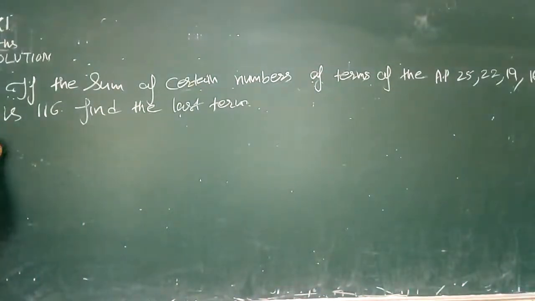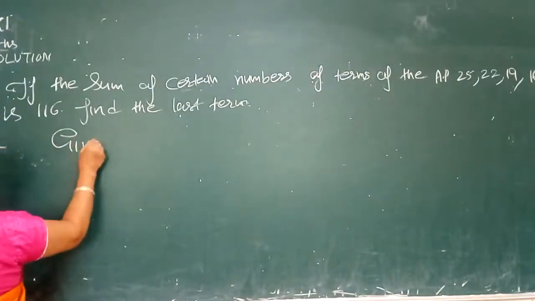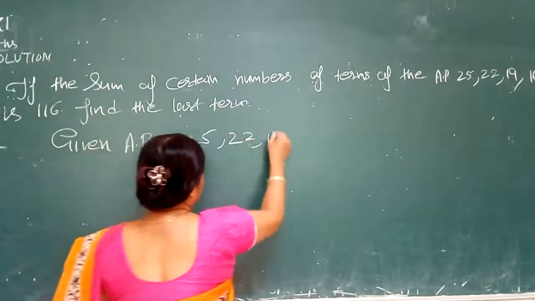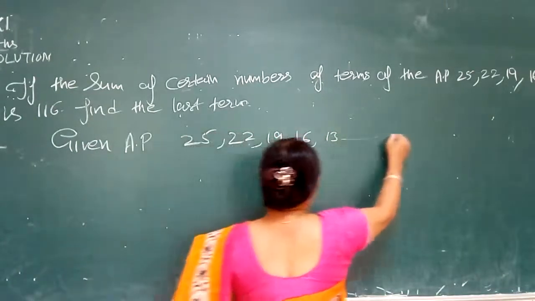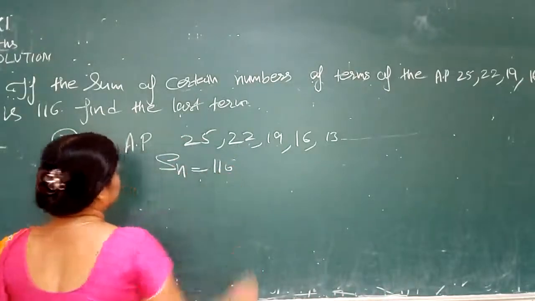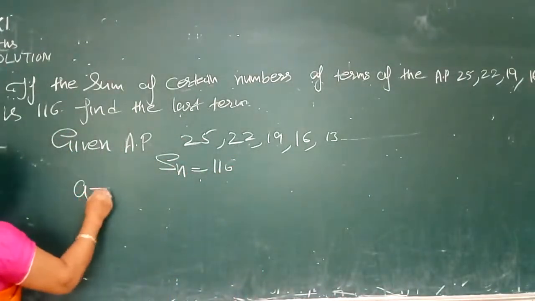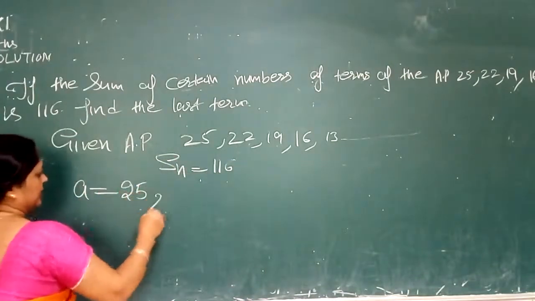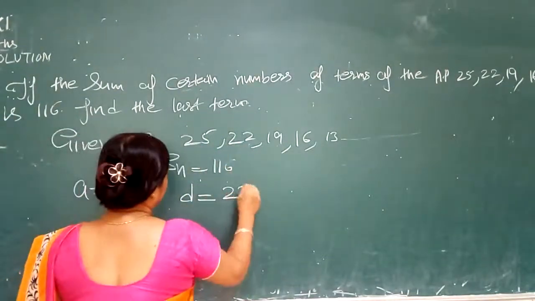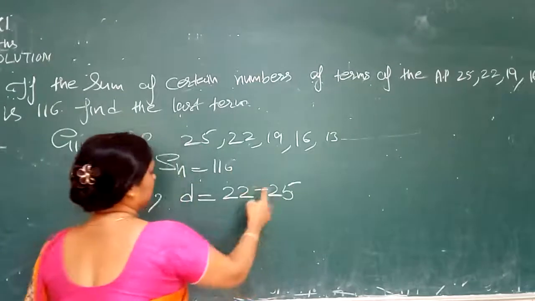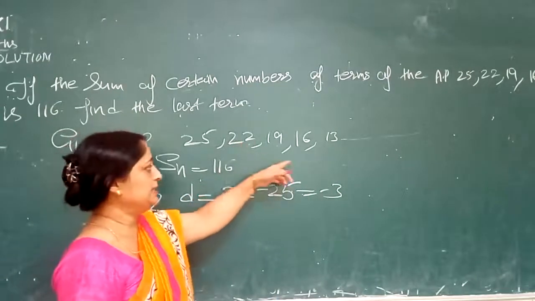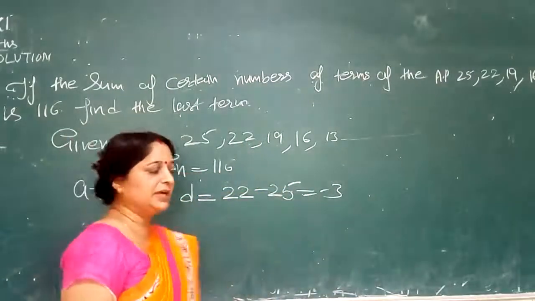First of all, given AP is 25, 22, 19, 16, 13, and so on. And also the sum is given, Sn equal to 116. The A is known as the first term, that is 25. D is the common difference between two terms, that is second minus first, third minus second. So 22 minus 25 is minus 3. Similarly, 19 minus 22 is minus 3. Similarly, the difference is constant, that is minus 3.